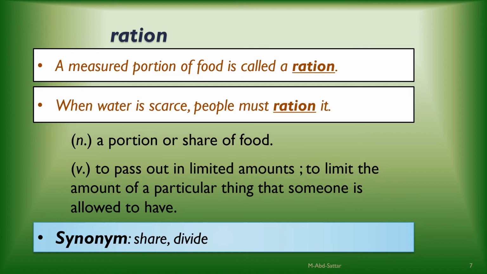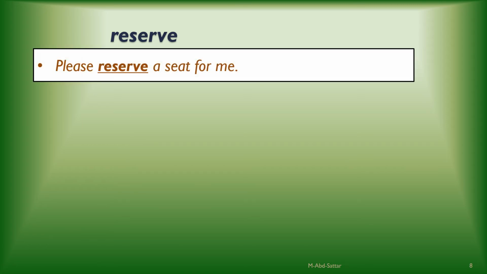Let's move on. The next word is reserve. This word can be used as a verb and it can be used as a noun. As a verb: please reserve a seat for me. You arrived at a place before me, like a stadium or like a cinema, and I wanted you to reserve a seat for me, to keep it for me, to hold it back for me, to set it aside for me.